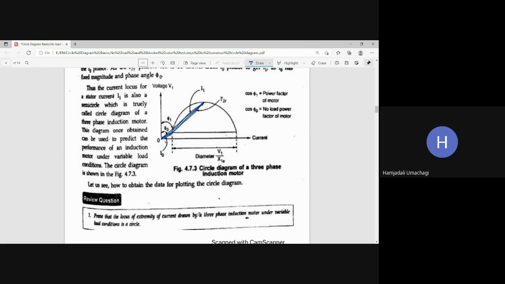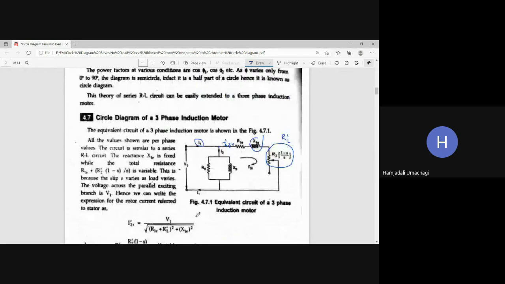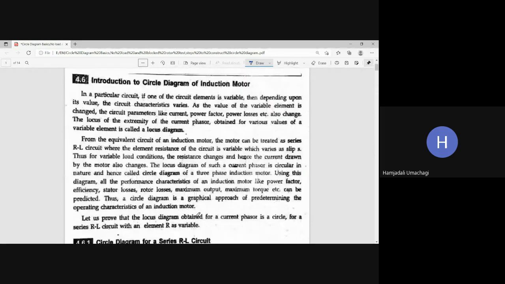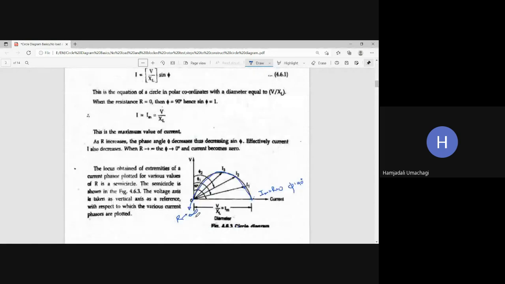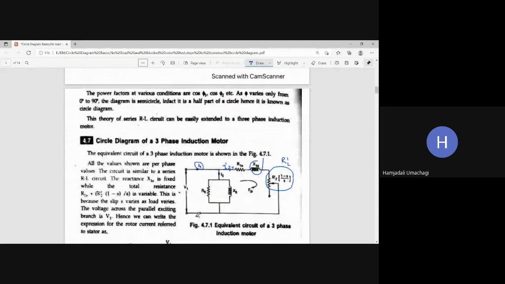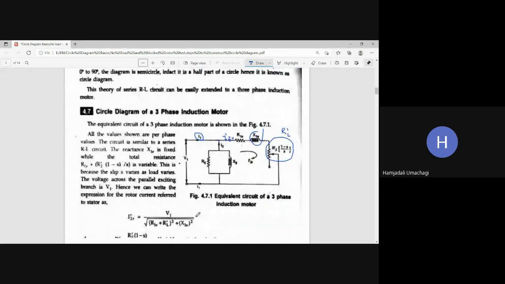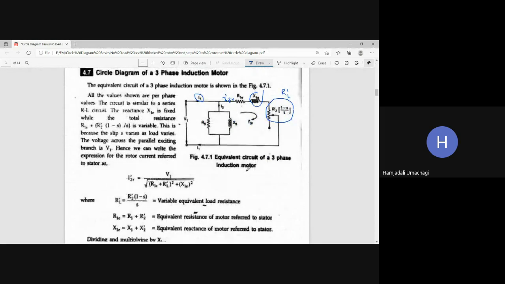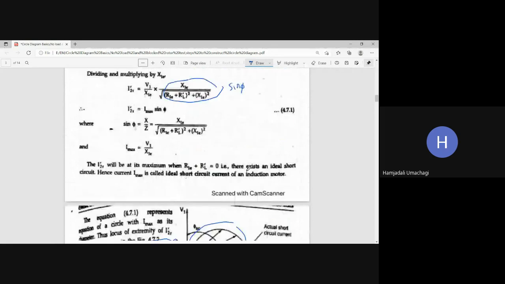If this is the question, then you need to explain it from the basics of the three-phase induction motor, that is the series RL circuit, everything. From here you should start to explain. So all this explanation, the introduction to the circle diagram, then the series RL circuit, then all these equations, followed by the circle diagram. You should relate the circle diagram concept of the series RL circuit to the three-phase induction motor by considering the equivalent circuit of the three-phase induction motor, and you need to explain all these equations.